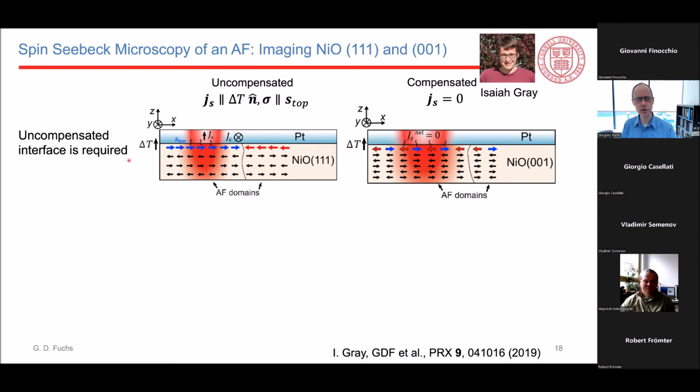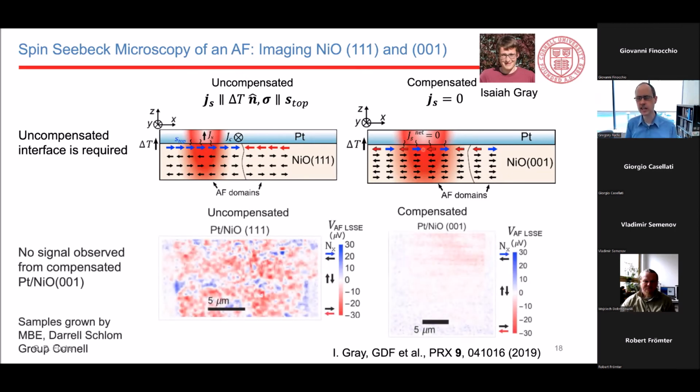So if you, for instance, image a sample where nickel oxide is uncompensated, so that you have a plane of spins pointing in one direction in one plane, and then a plane in the other direction in the other plane, that's nickel oxide 111, then you, in principle, can get a signal from that. If you have a compensated interface where every other spin points in the opposite direction, then the spin-Seebeck effect from each of these two sublattices will just cancel each other out. And that's just what we see in the experiment.